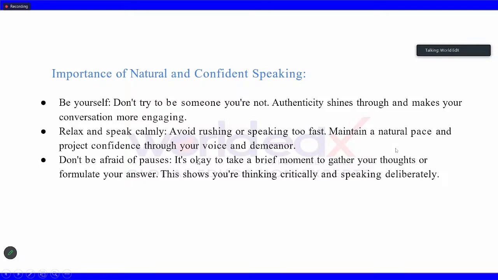So if you are thinking and answering, it will help you rather than speaking very quickly or misinterpreting the question in order to answer very quickly, which will not help you in any way. This shows you are thinking critically and speaking deliberately. If you are taking time to think and then speaking, because it is wisely said that you cannot take your words back.